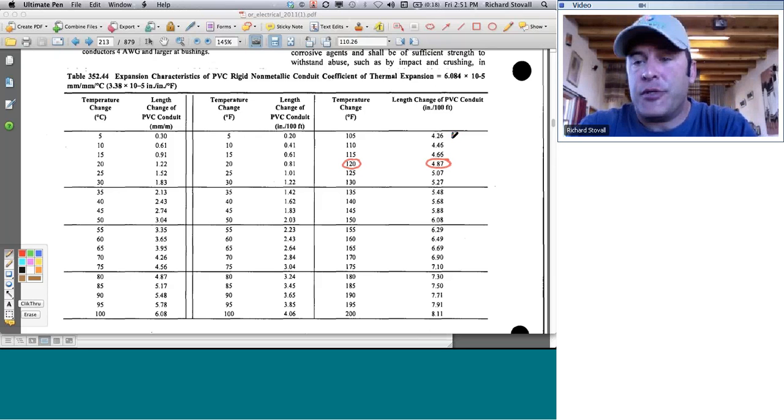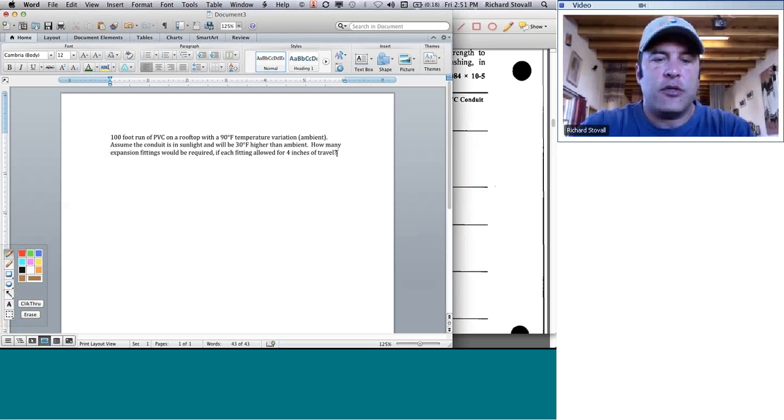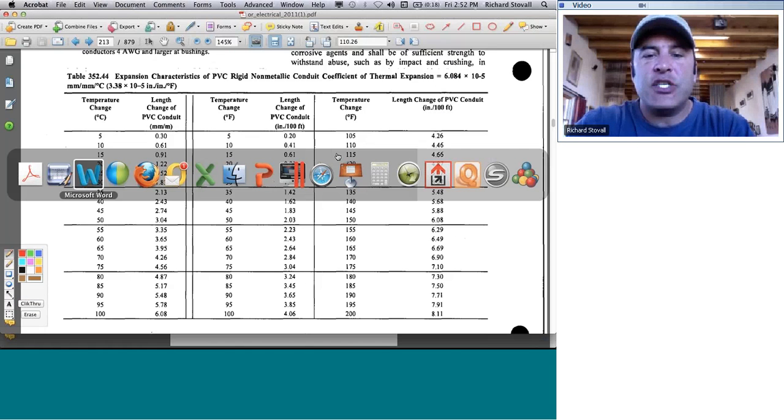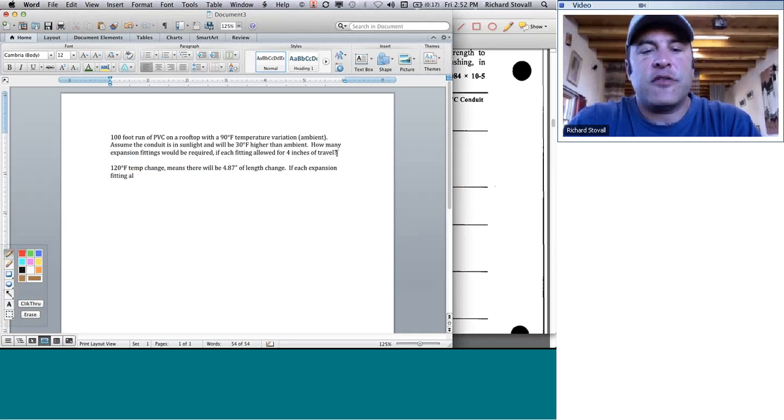Okay, so a 120-degree Fahrenheit temperature change means there will be 4.87 inches of length change, which means that if each expansion fitting allows for 4 inches of travel, you would need 2 expansion fittings. Okay, so that's that.